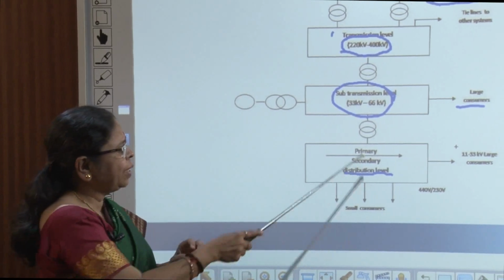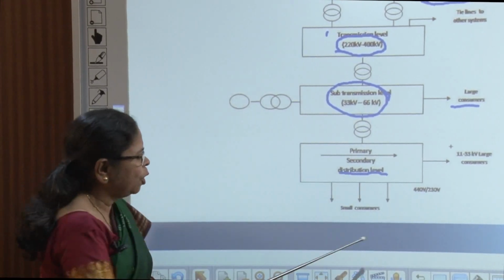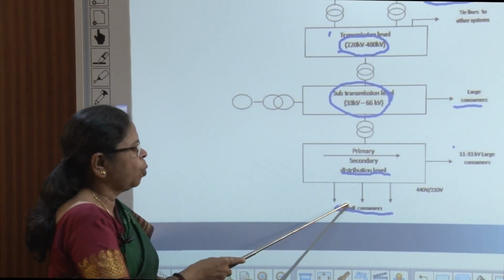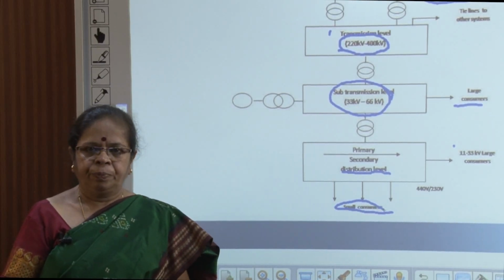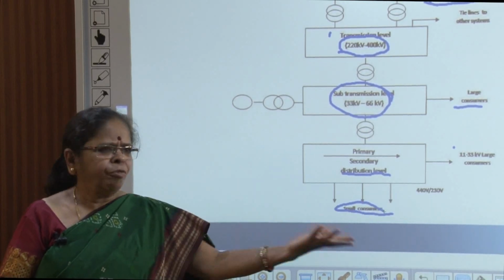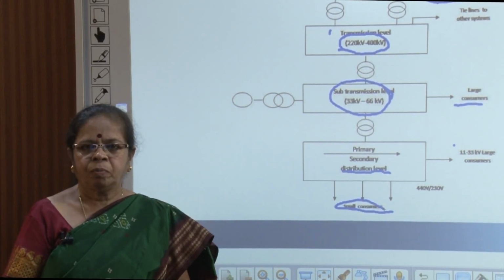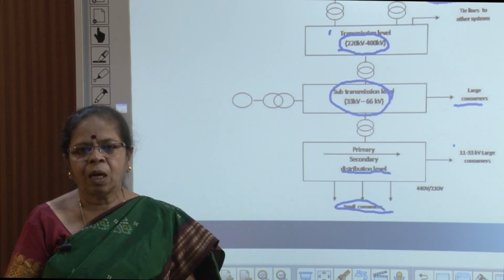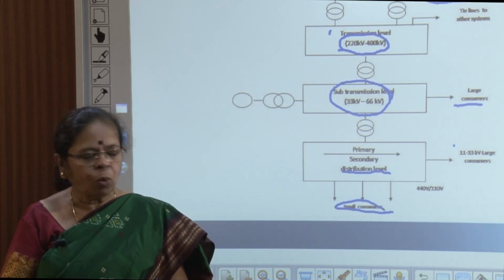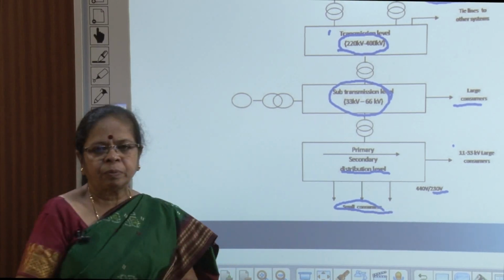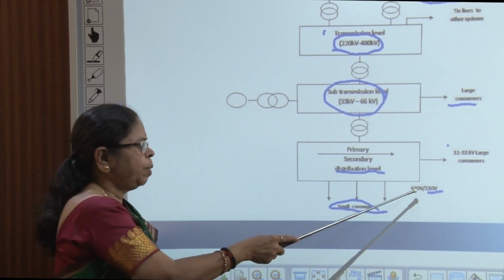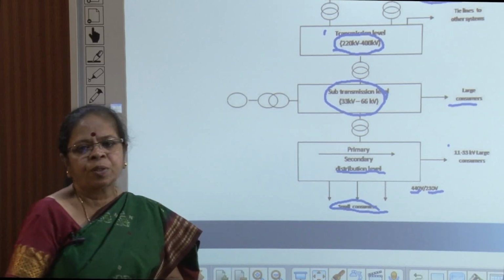And then finally, we have a secondary distribution where you can see small consumers, people like you and me, normal domestic, and maybe a farm, a villa. So, we need power at lower voltages. Our gadgets are all at lower voltages. If you see in India, as I told you, it is 230 volts, and if it is 3-phase, it will be between 415 to 440 volts.